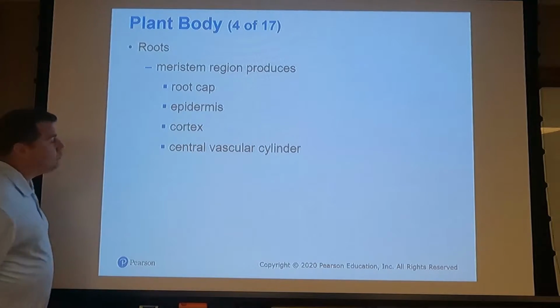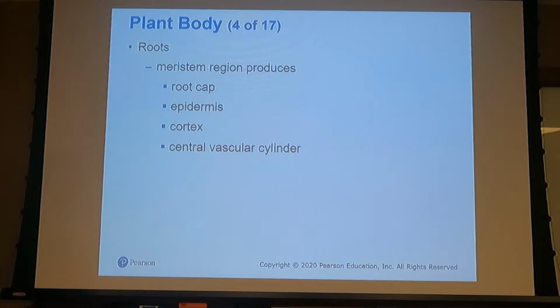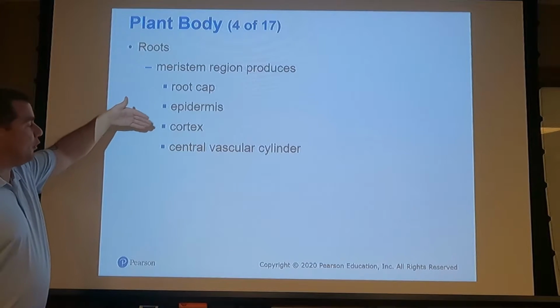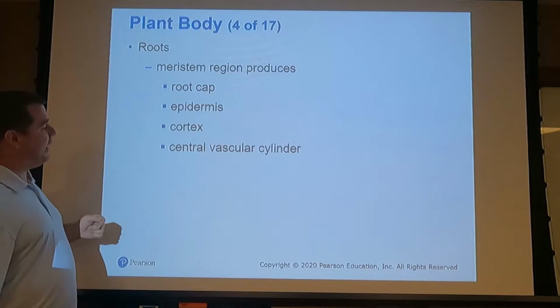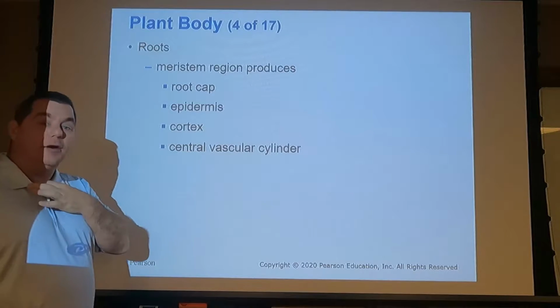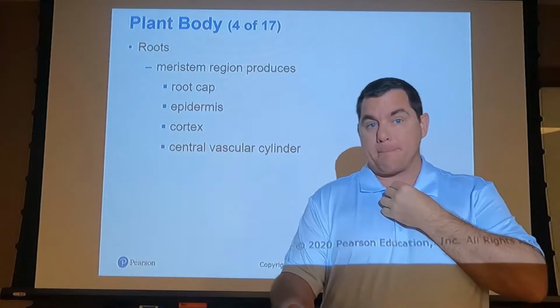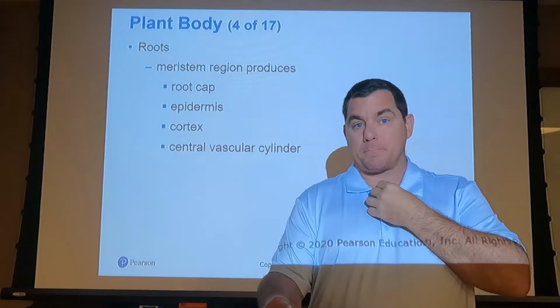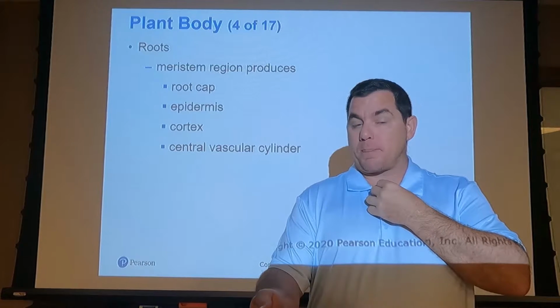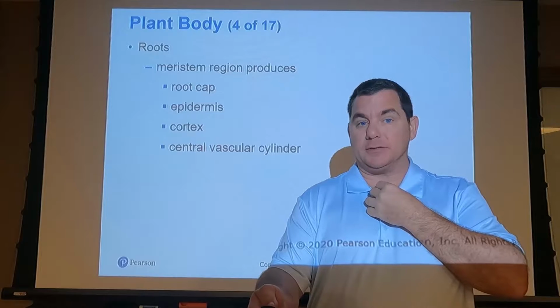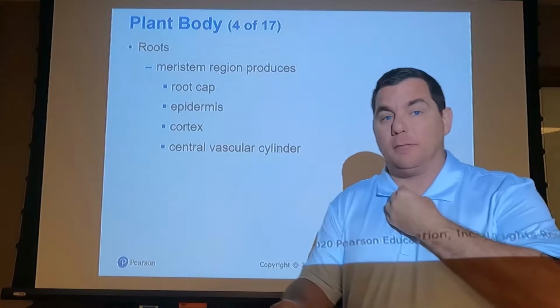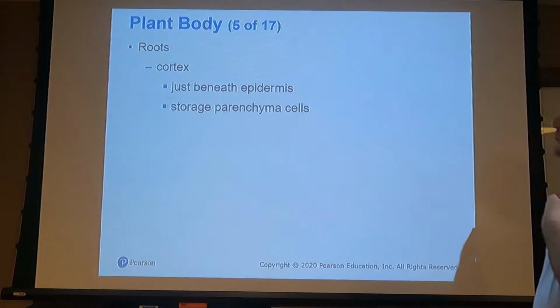But pertaining to roots, we have the epidermis, the cortex, and then we also have the central vascular cylinder. And remember, our vascular cylinders are composed of the xylem and the phloem.